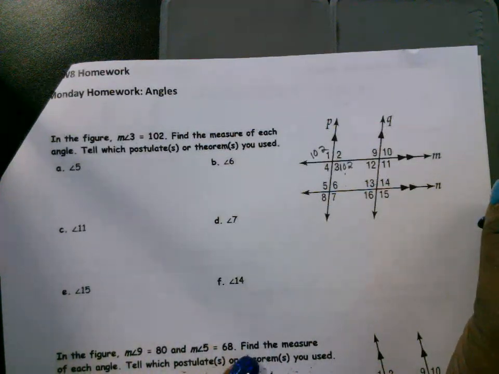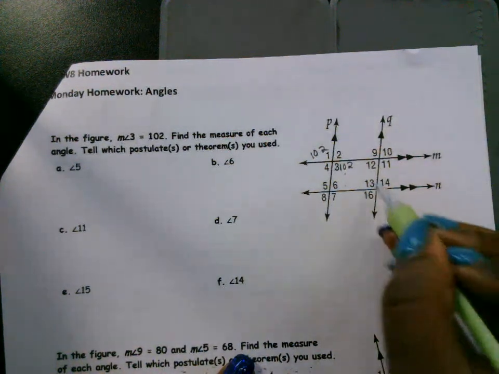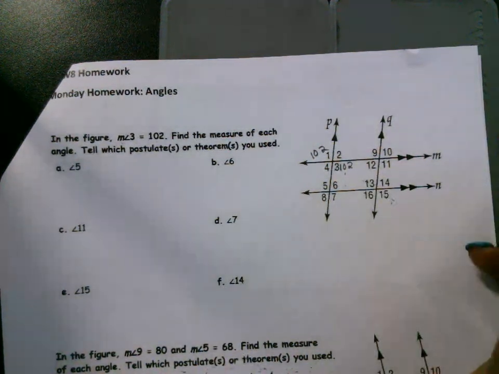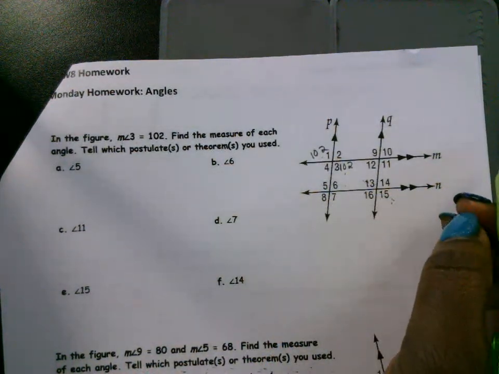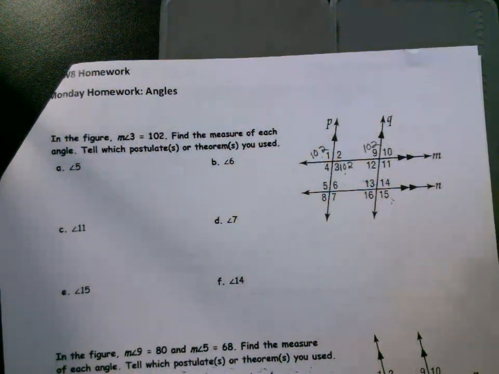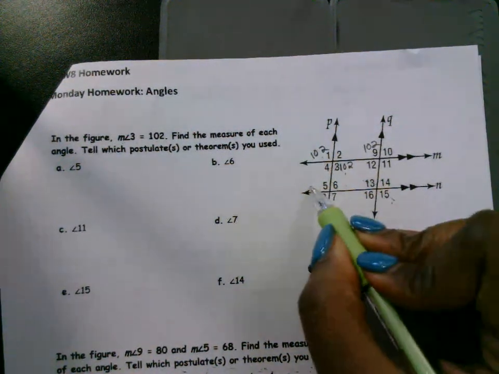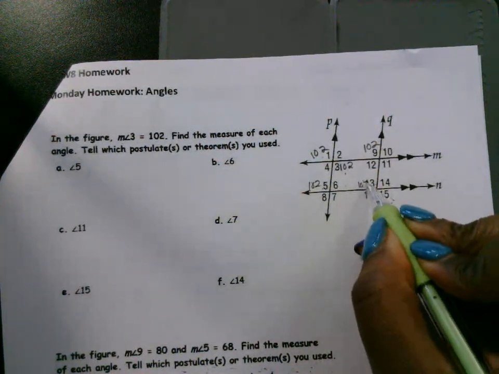What else is 102 besides 13? 15 is, because 13 and 15 are vertical. But what else? What corresponds to angle 1? 9 does. So this is 102. What else corresponds to 1? 5 corresponds to 1. These are all 102 because they correspond along with this one.